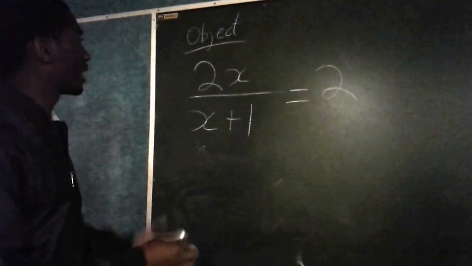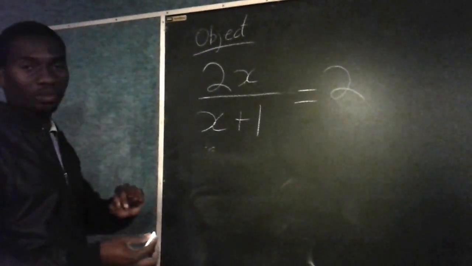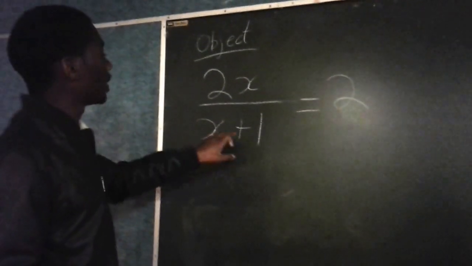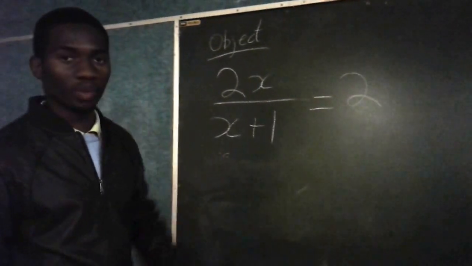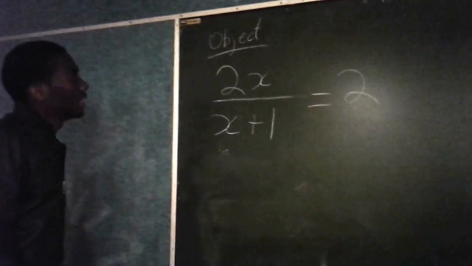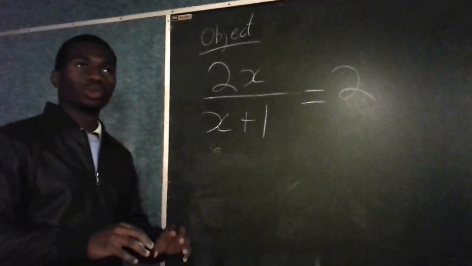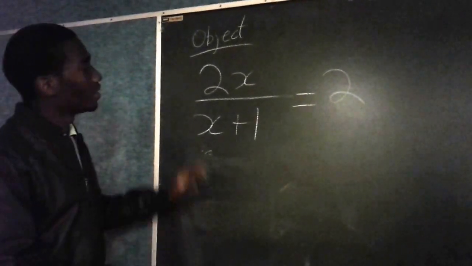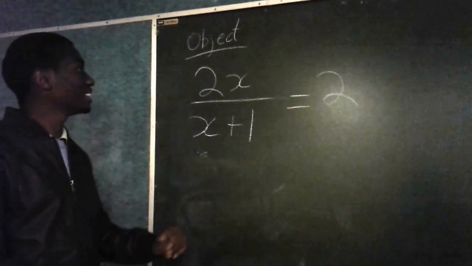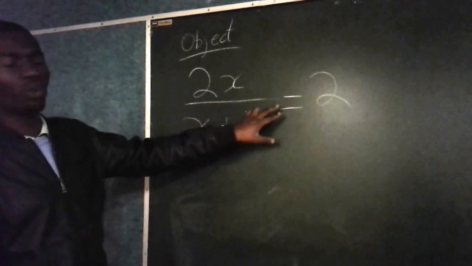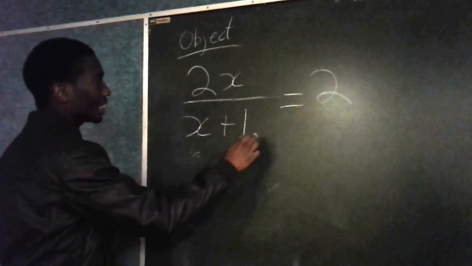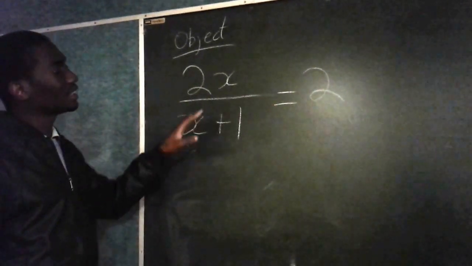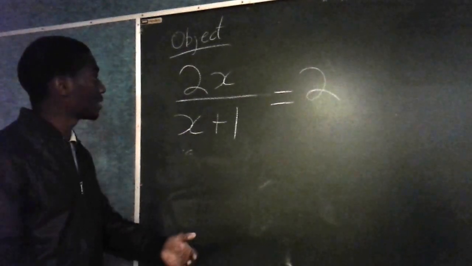So as you can see, we are given a specific object, which is 2x divided by x plus 1 equals 2. When you look at this object, we can try to get information from what we see right here. The first thing that should come to your mind, learners, is that this is an equation because there is an equal sign and there is only one x variable. So this is an equation where we have to solve for x.